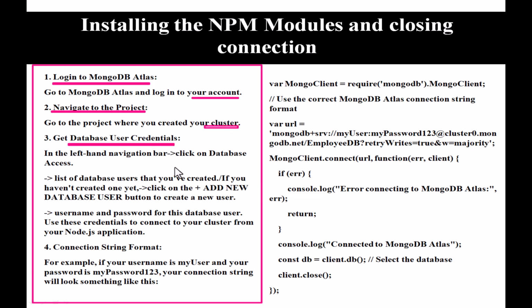Now in the left-hand navigation bar, you can click Database Access. Next, you can see the list of database users we have created. You can click Add New Database User. So you can create a database user. Next, a username and password for the database user. Next, use the credentials to connect to the cluster from your Node.js application. Next, the connection string format. For example, you are going to use my password 123. So your connection string will look like this.